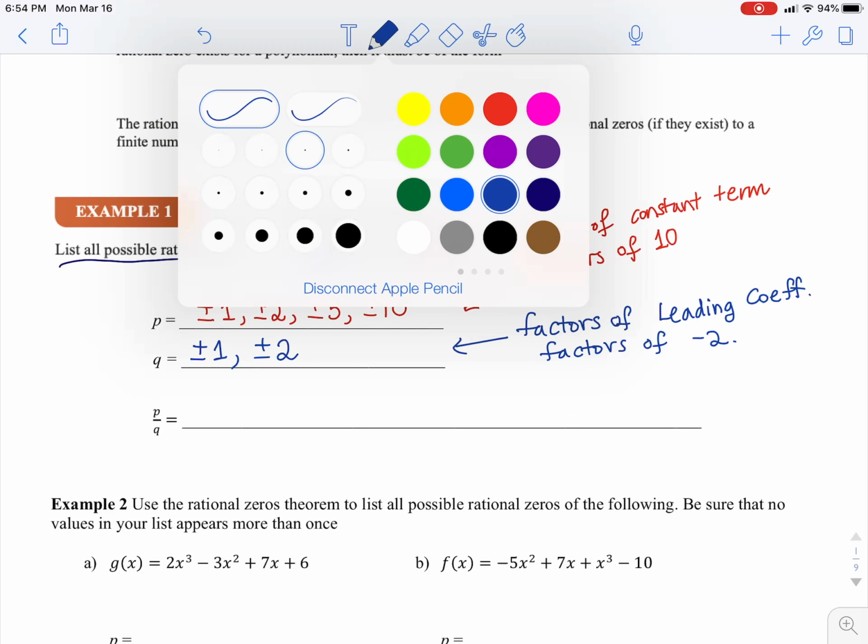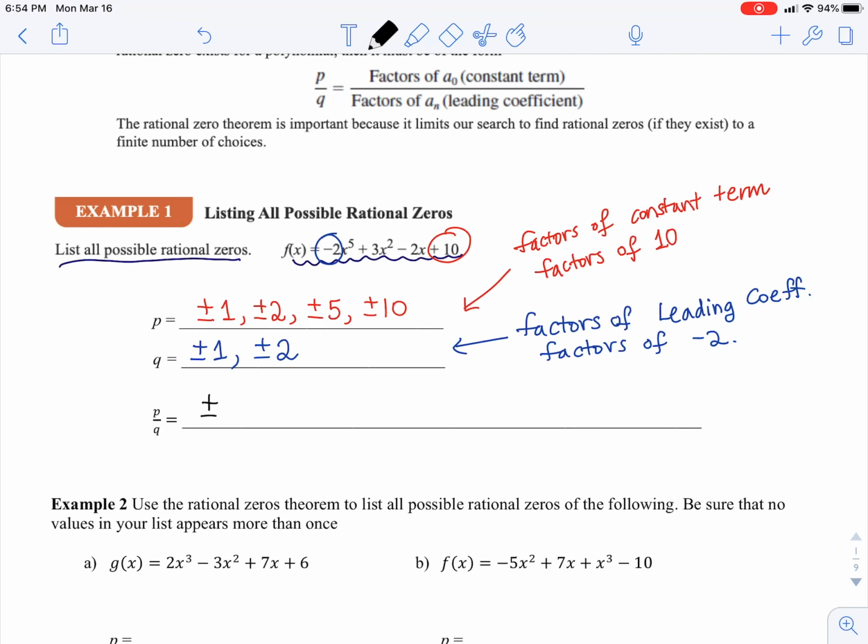So if we are looking for p over q, the list of all possible rational zeros, we're just going to write fractions. It can be plus or minus. What I'm doing is dividing all these numbers, 1, 2, 5, and 10 by 1 first. If you divide 1, 2, 5, and 10 by just 1, it's going to be plus or minus 1, plus or minus 2, plus or minus 5, and plus or minus 10. Now I'm going to divide all these numbers by 2 this time. 1 divided by 2 gives plus or minus 1/2. The next number, 2 divided by 2, gives 1.